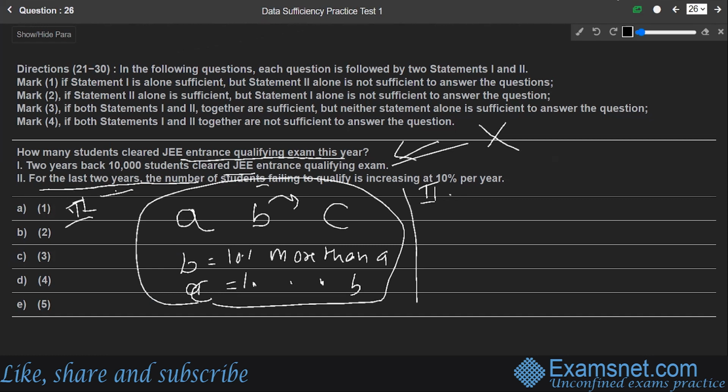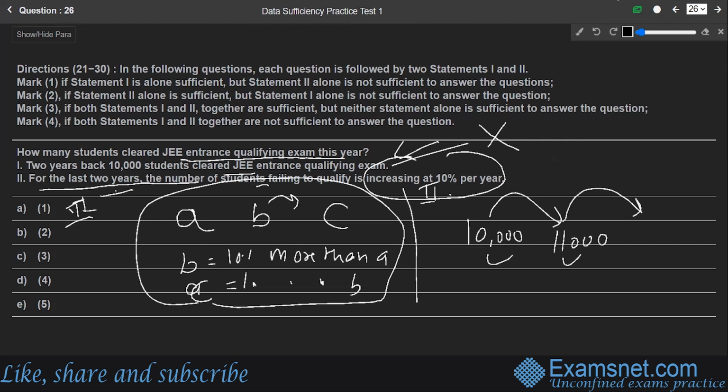If we combine the information, they are saying 2 years back 10,000 students cleared the JEE entrance qualifying exam. So 2 years back was 10,000. Now, 1 year back, how many would have cleared? They are saying there's an increase of 10%. So 10,000 plus 10% of that 10,000, that is 1,000, that is total 11,000. So this many would have cleared.